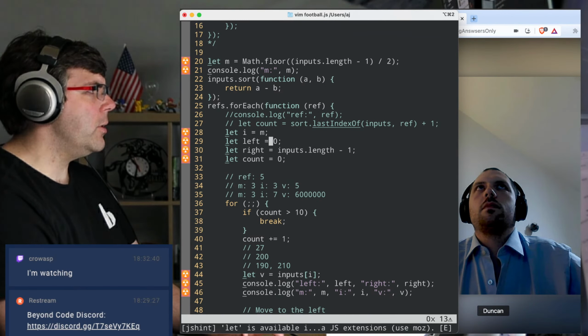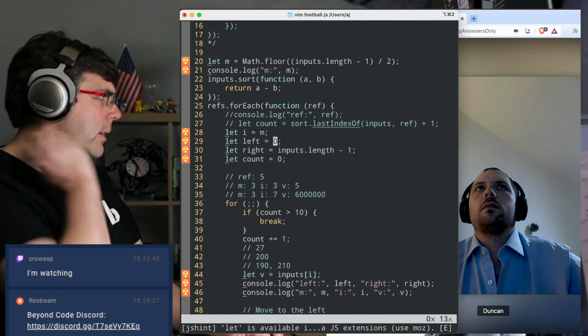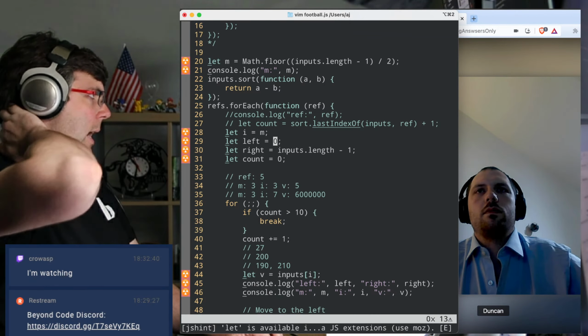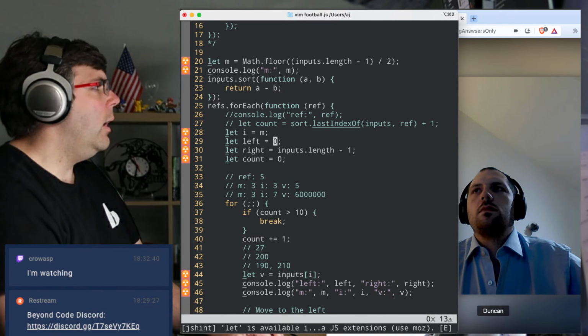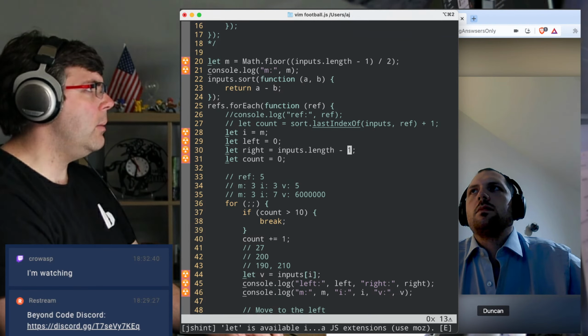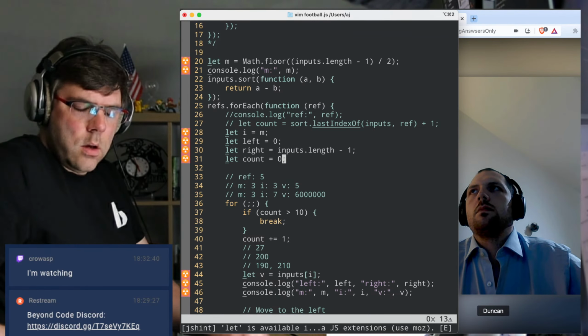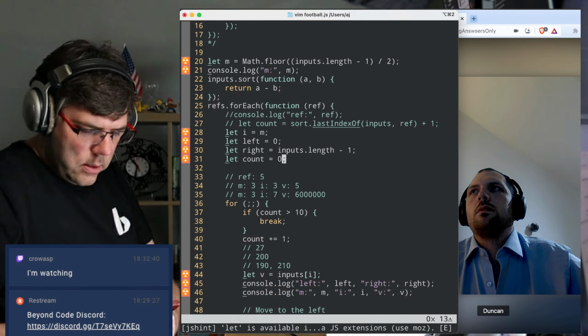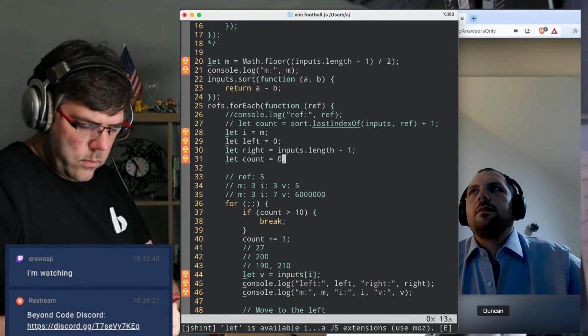My left boundary is going to start at 0. My right boundary, because I'm using indices, real indices, so then my right value is going to be 1 less than. Oh, you know what? I probably need to see. Hold on.